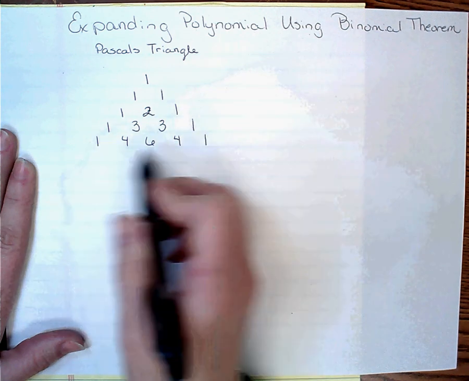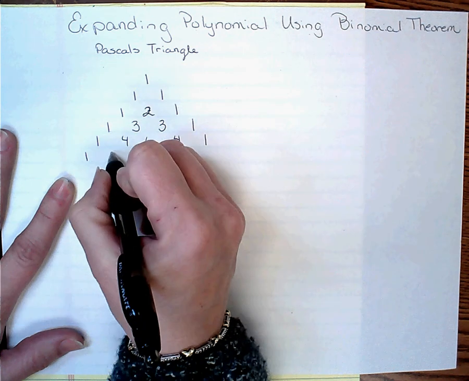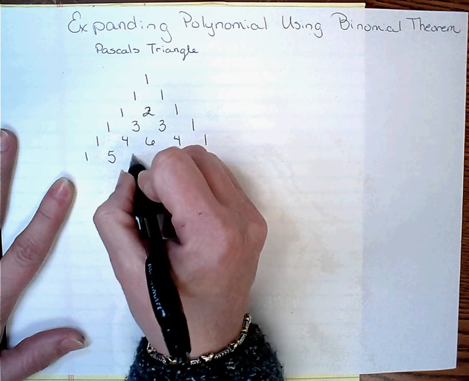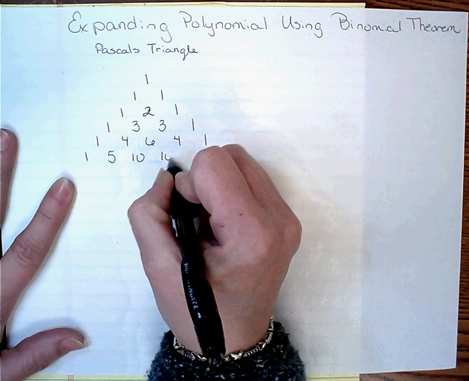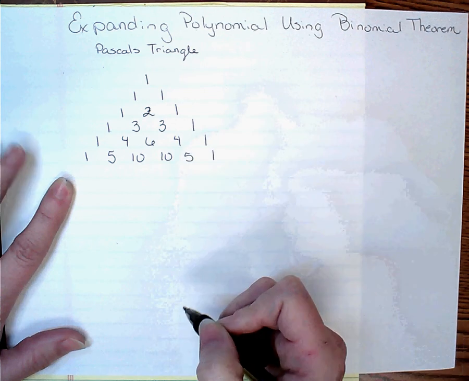It always begins with 1 and ends with 1. If you notice, we're adding the numbers that are above it. So 1 and 4 give me 5, 4 and 6 give me 10, 6 and 4 give me 10, 4 and 1 give me 5, and then I end with a 1.